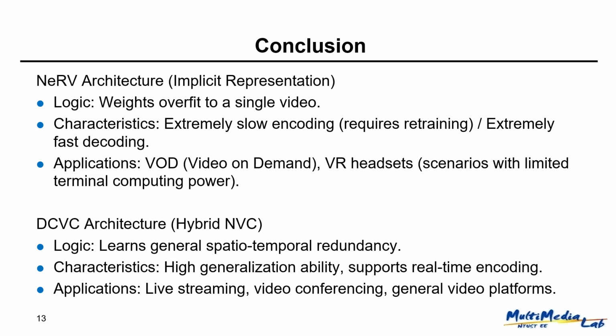In contrast, DCVC uses a hybrid architecture. Instead of memorizing, it learns general rules like optical flow and residuals. This strong generalization allows it to compress new videos instantly, making DCVC ideal for real-time live streaming scenarios.